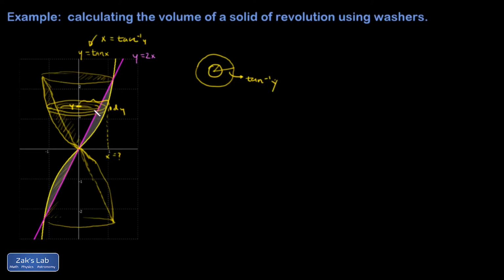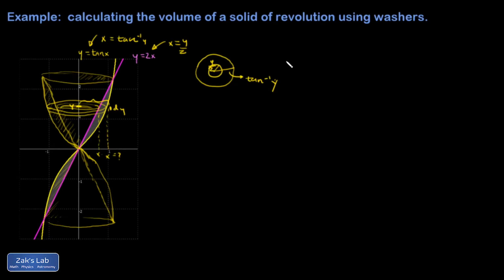Then my inner radius is a little bit easier, but requires the same inverting idea. I need the x corresponding to this y on the graph of y equals 2x. I solve that really quickly for x, and I get y over 2. So my outer radius is inverse tangent y, and my inner radius is y over 2.